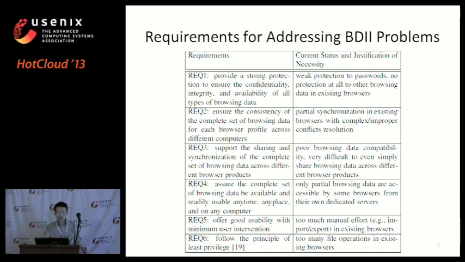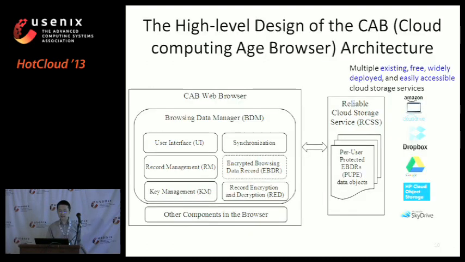The fifth requirement is about good usability with minimal user intervention. For this one, we want to make sure that the new mechanism will be usable, and that users will not make usability-related mistakes which can lead to security problems. The last one is to follow the principle of least privilege. I will further talk about the details of these requirements in the following slides.